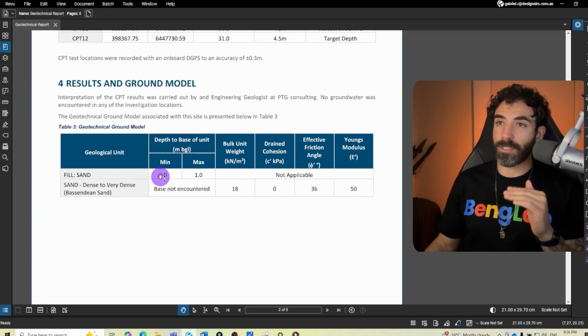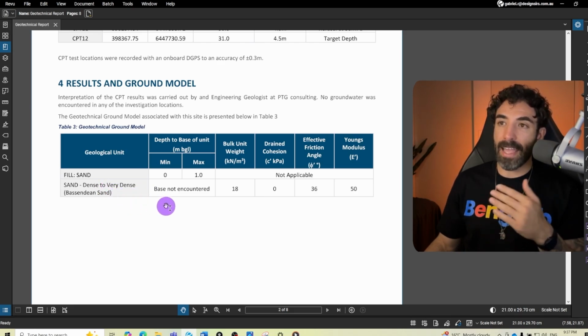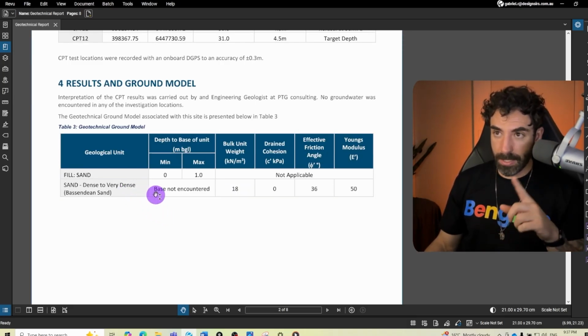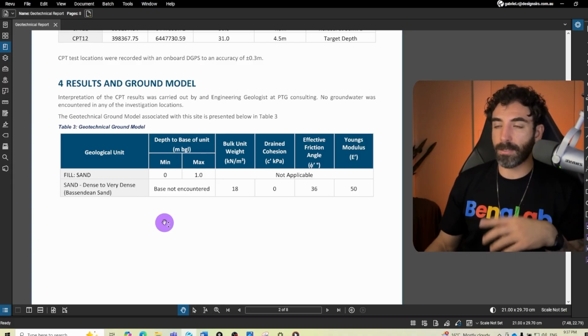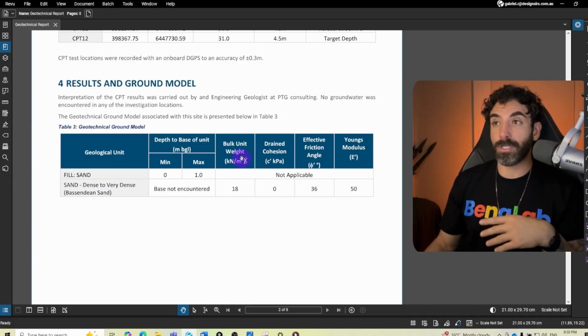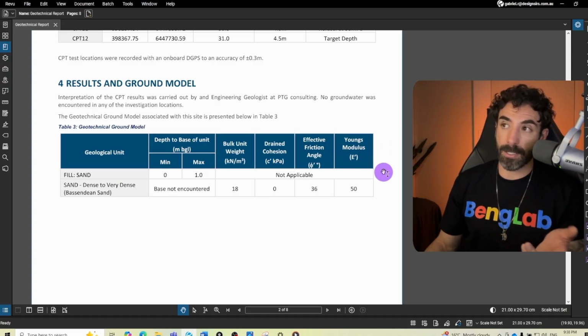From the ground surface level down to 1 meter deep, it's going to be fill. And then after 1 meter, it's going to be dense to very dense sand. And they did not find the base of the sand, so possibly the sandy soil continues deeper than 4.5 meters. And these are the parameters that a CPT test would provide: the bulk unit weight, then the drained cohesion, effective friction angle, and then the Young's modulus.